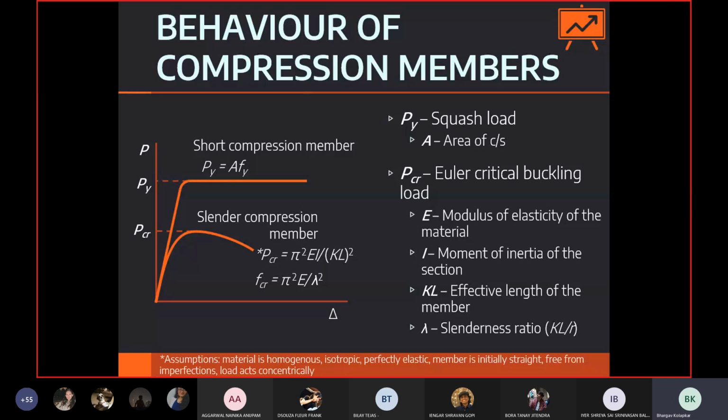Okay. So at least now we have a start as to how a compression member behaves. If it's a short compression member, we can expect it to behave like this. If it's a slender compression member, we expect it to behave like this.